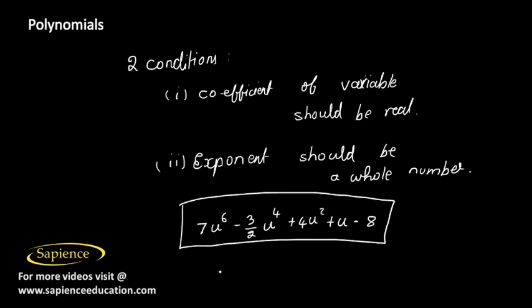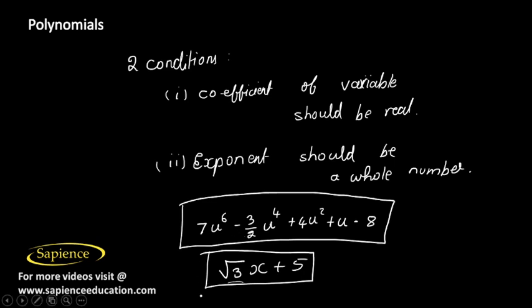Now let us look at this example, root 3 x plus 5. Is this a polynomial? Here the exponent is one, a whole number, so it satisfies the second condition. But what about the first condition? Coefficient of the variable should be real. Yes, root 3 is the coefficient of the variable and it is a real number. It is an irrational number, and an irrational number is also a real number. So this and this both are polynomials.